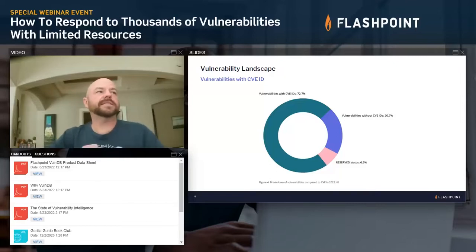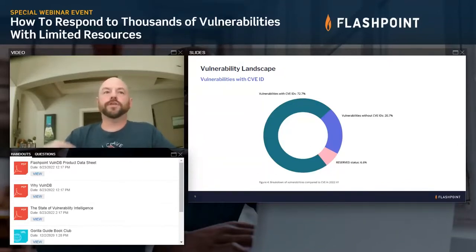CVE has a significant intelligence gap. And one of the things that we'll frequently do is compare and say, well, in the first 6 months, we had so many vulnerabilities. What did CVE have? And looking at this chart, we see that there were 20.7% of what we have that have no CVE ID. So if you're using them, you have a big gap in your knowledge.